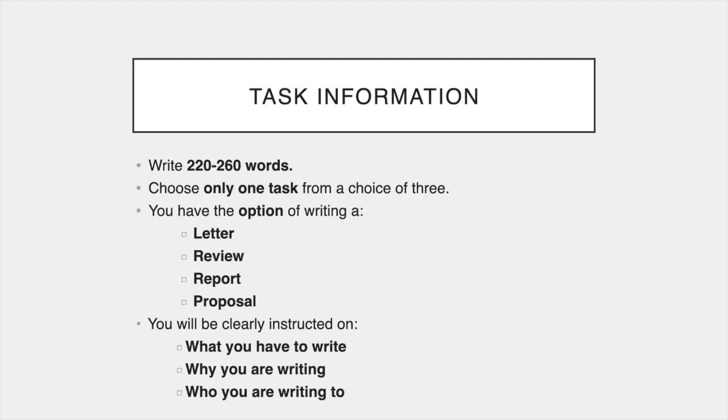Task information. Just like in writing part 1, the word limit is between 220 and 260 words. Choose only one task from a choice of 3. Here you have the option of writing a letter, a review, a report, or a proposal. In the same way as part 1, the part 2 question will inform you what you have to write, why you are writing, and who you are writing to.